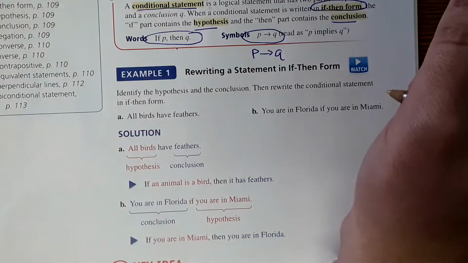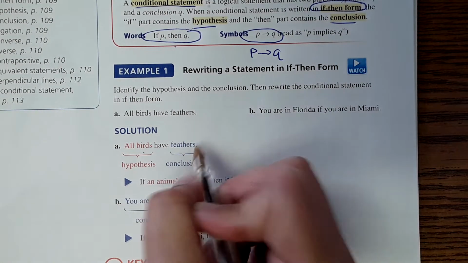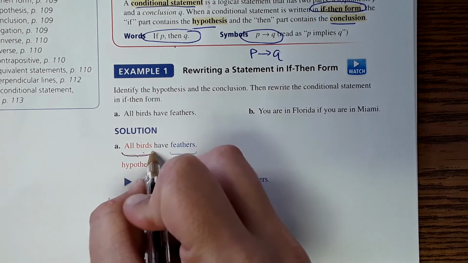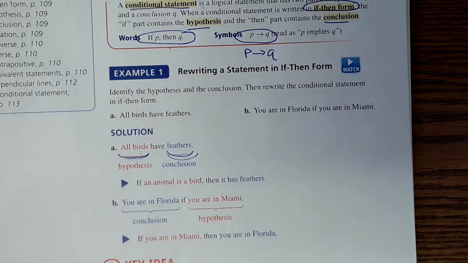Okay, so here are a couple examples. Hypothesis and conclusion: all birds have feathers. This would be the hypothesis, and then the conclusion. Okay, moving down.